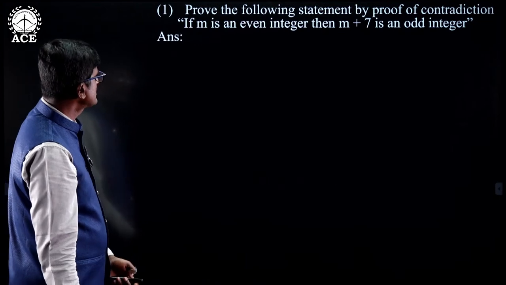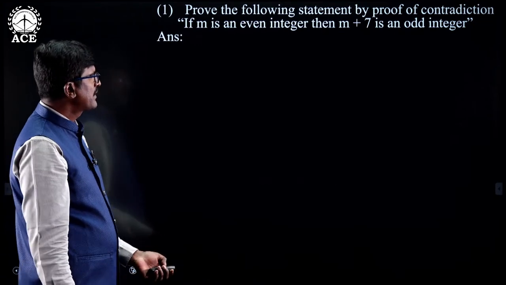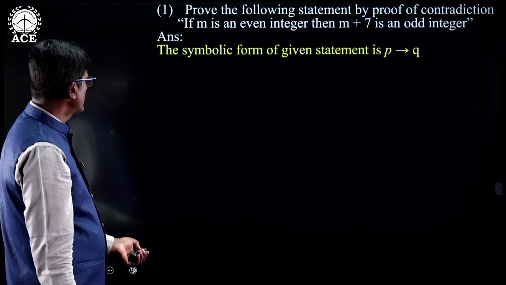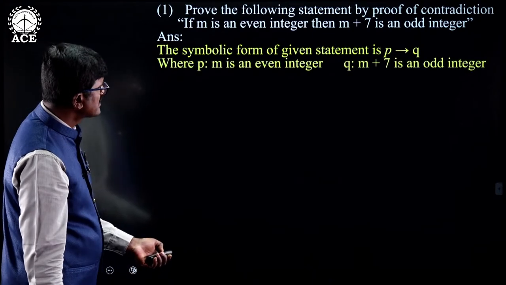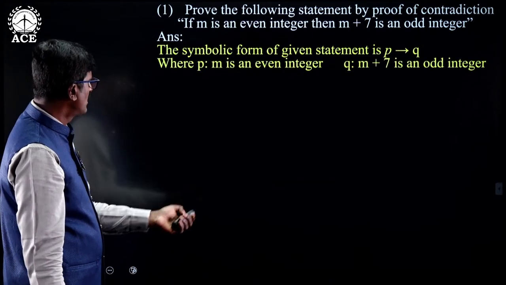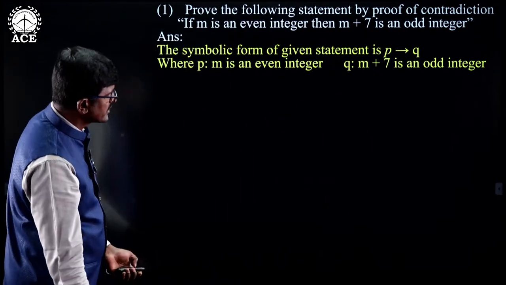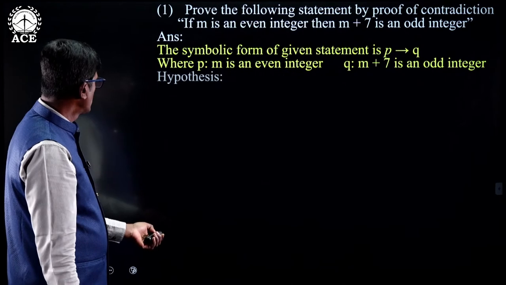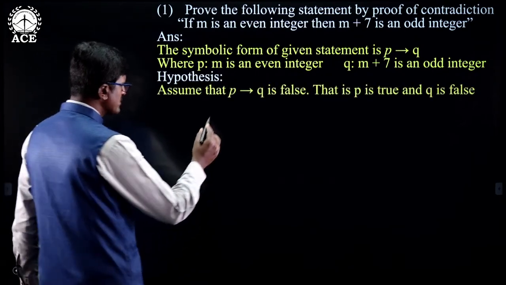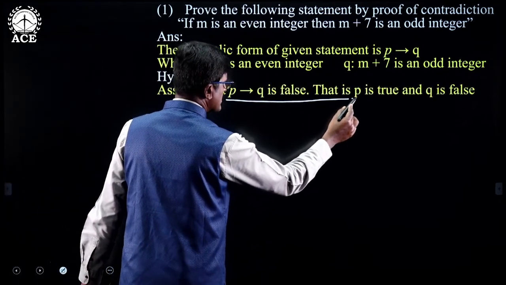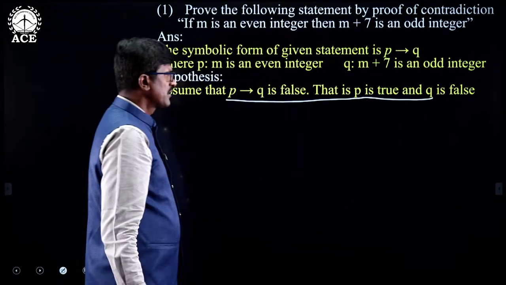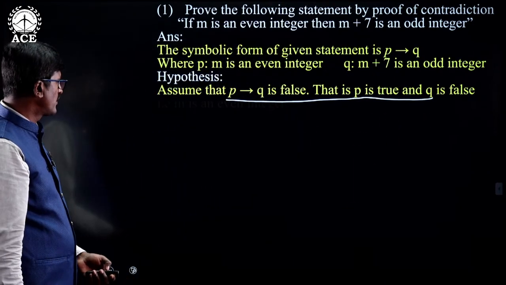So if M is an even integer, then M plus 7 is an odd integer. The symbolic form of this is P conditional Q. P: M is an even integer. Q: M plus 7 is an odd integer. Now, first step, hypothesis. We assume that P conditional Q is false. That is, P is true and Q is false.